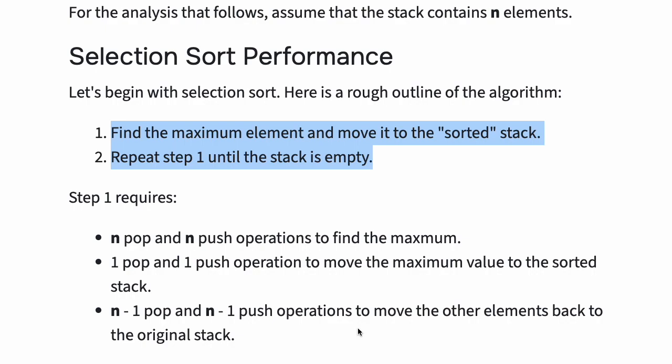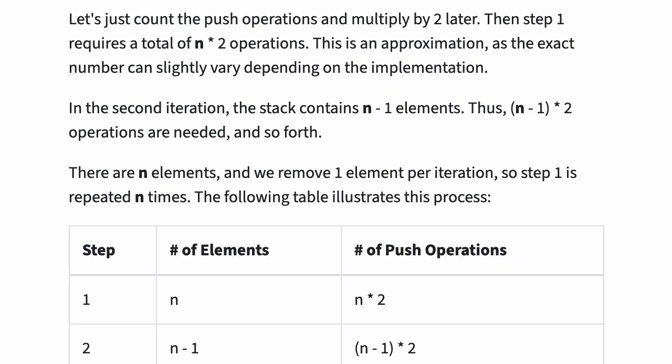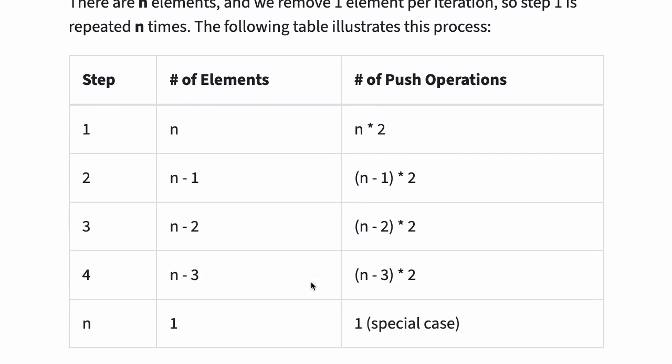Let's just count the push operations and multiply by 2 later. Then step 1 requires a total of n times 2 operations. This is an approximation, as the exact number can slightly vary depending on the implementation. In the second iteration, the stack contains n-1 elements. Thus, n-1 times 2 operations are needed, and so forth. There are n elements, and we remove 1 element per iteration, so step 1 is repeated n times. The following table illustrates this process.